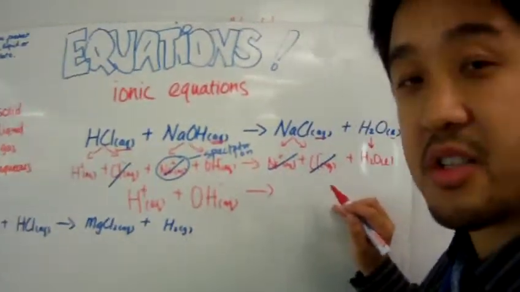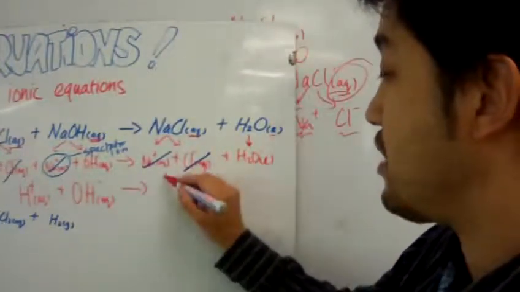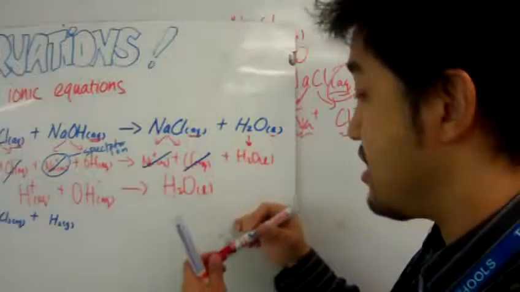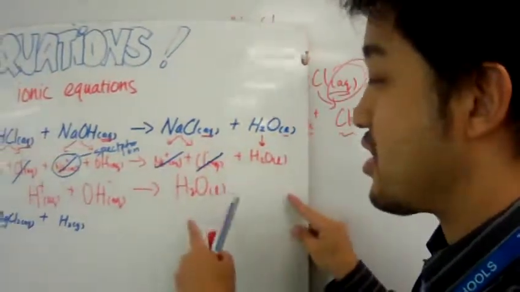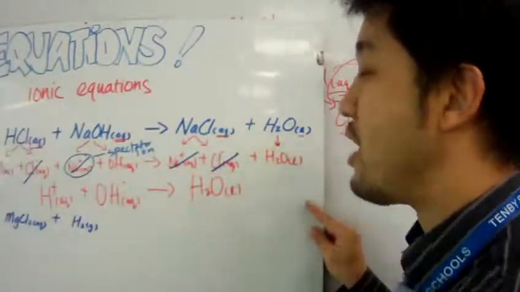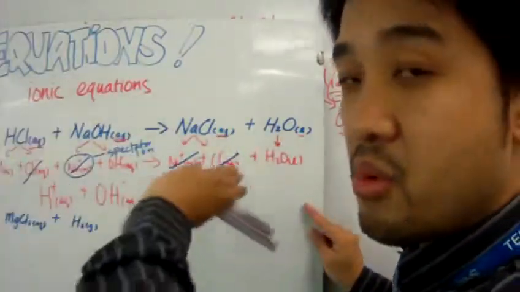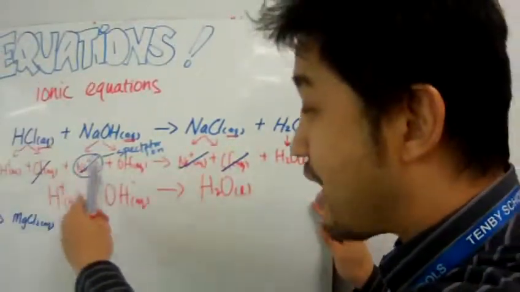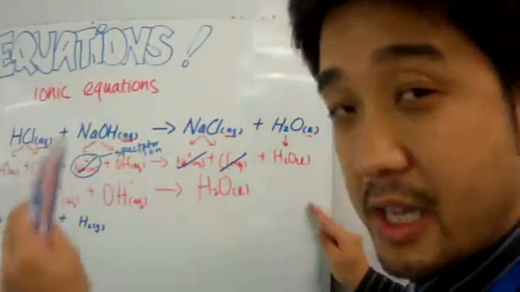And, of course, the water molecule that's formed did not dissociate or ionize. So rewrite it back like so. So in this whole entire reaction, we have isolated and removed the spectator ions. And what we're left with are the actual ions that underwent chemical change.